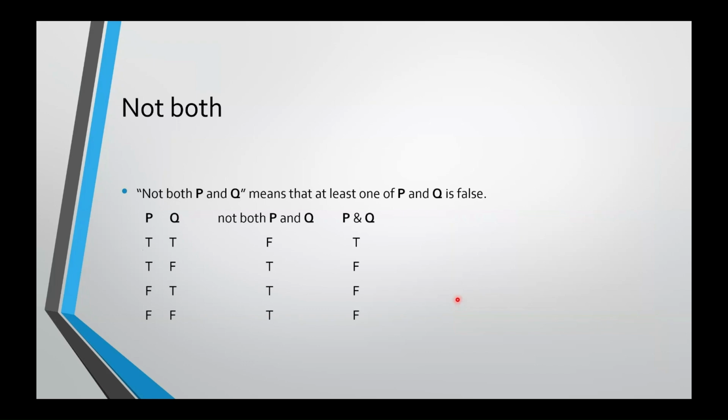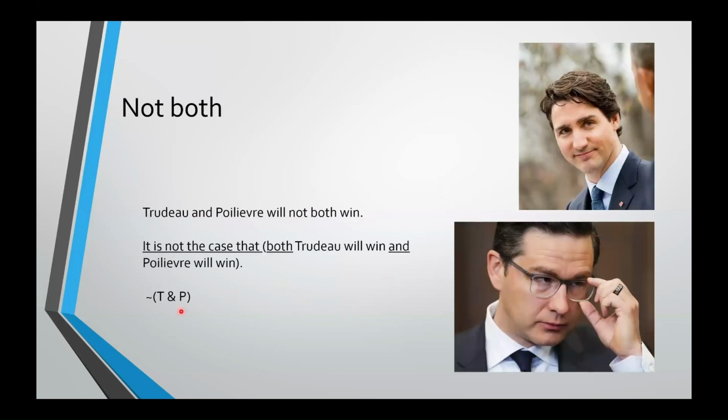So if you want to symbolize this, the first way you can do it is to look at the truth table for P and Q. This has the opposite truth values for not both P and Q. So you can do the same thing we were doing with the last one. You take this and negate it in order to flip the truth values around: to take this true, make it false, and these falses make them true. So you would symbolize this sentence like this: not T and P. It is not the case that both Trudeau will win and Poilievre will win.